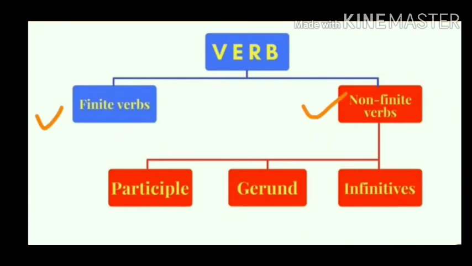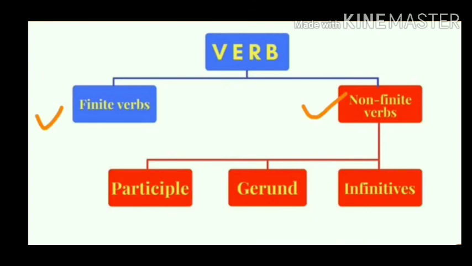As I told you before, non-finite verbs are again classified into three types, that is participle, gerunds and infinitives. So in short I will explain what are participle, gerunds and infinitives. About these topics we will study in the next chapter in detail. So participle is a verbal adjective. It is formed by adding ing, ed or en to the base form of the verb.